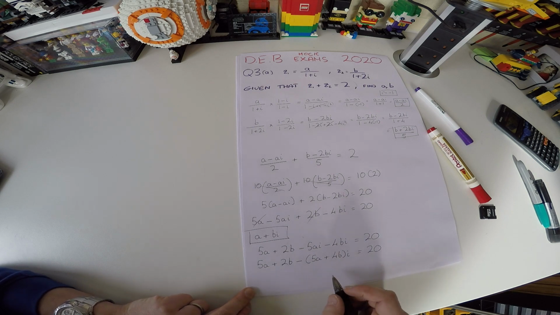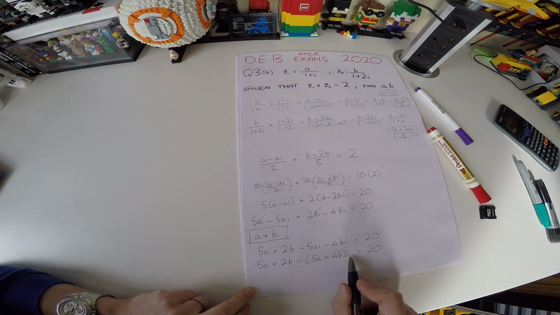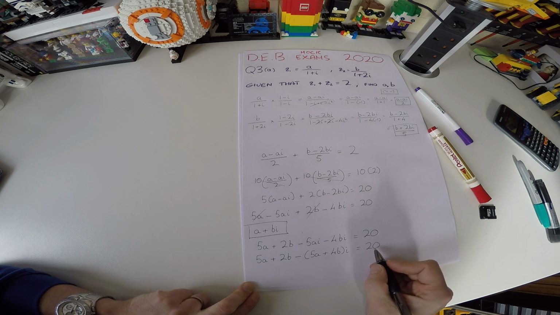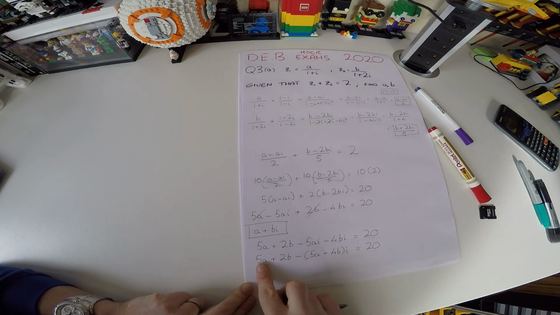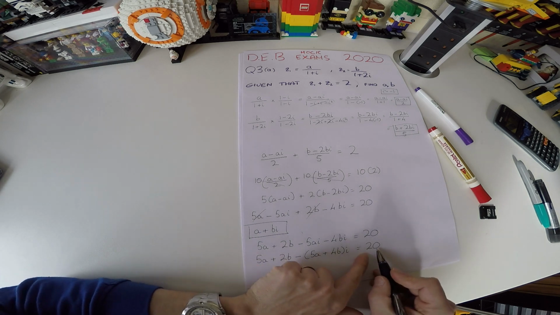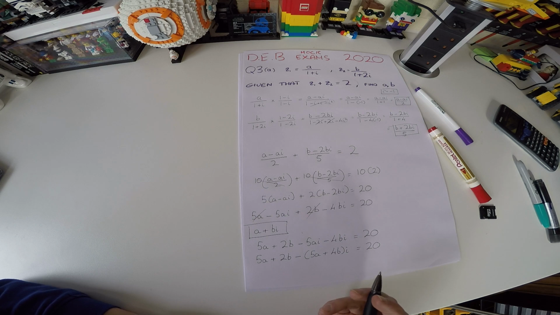Now, let's look at what we have. We have this variable stuff here being real, and this variable stuff here being attached to an imaginary number. We only have real stuff over here. The only way this equation is going to work is if the real stuff ends up being 20 and the imaginary stuff ends up being 0. That's the only way that can happen.